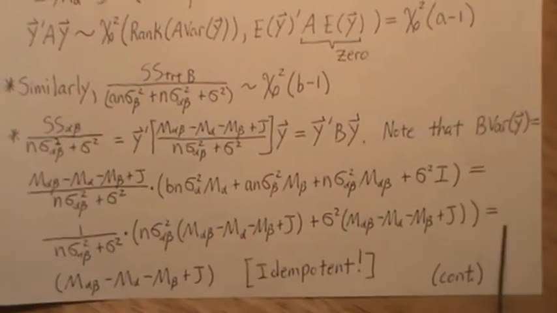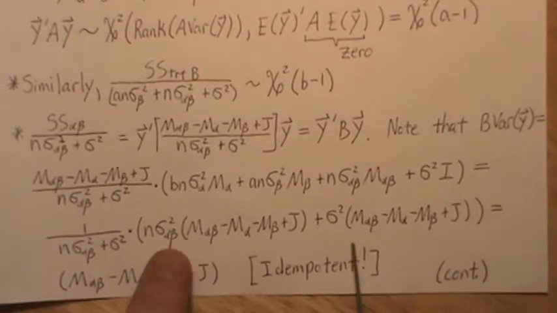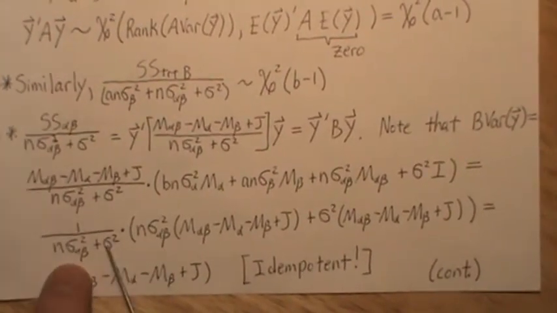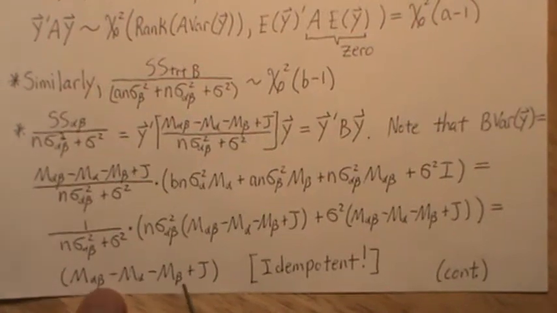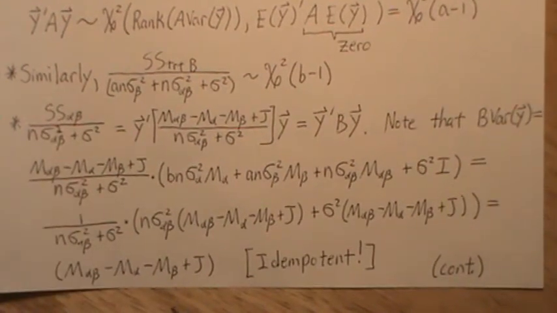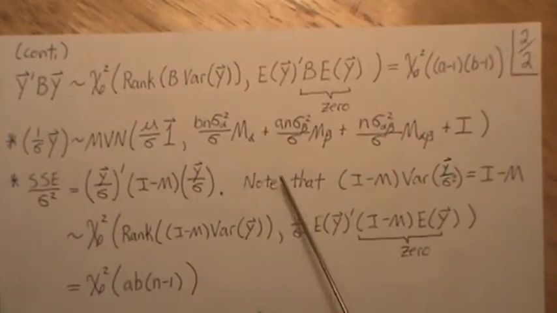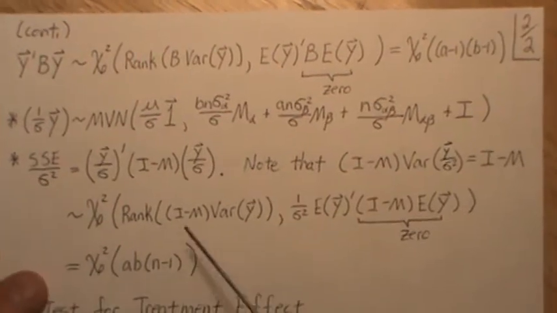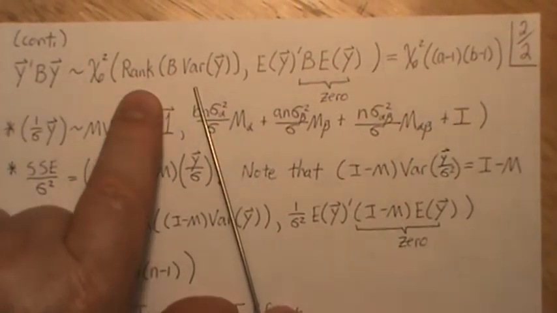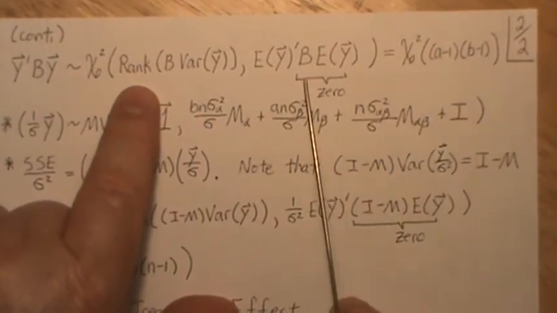Now if we factor out that big matrix, then we're left with this constant, which cancels with that, and we're just left with this matrix, which is idempotent. So that piece of the assumption of the theory works. So that means Y transpose beta Y is a chi-square distribution. So it has this degrees of freedom and this non-centrality parameter.